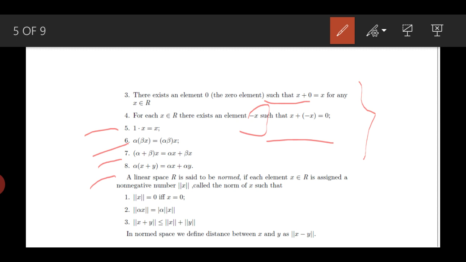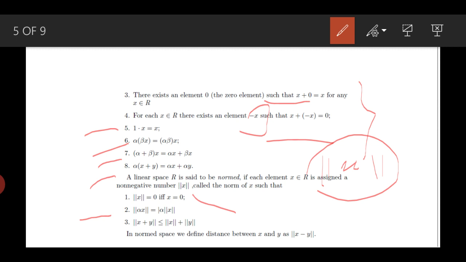Now a linear space R is said to be normed if each element x is assigned a non-negative number. We define the norm of an element by double mod, double mod x. This is a non-negative number. So what I can do is define a non-negative number and associate it with each element, which has the following properties. The first property says that the norm of a zero element is always zero, or saying that if for any element the norm is zero, then it is the zero element.